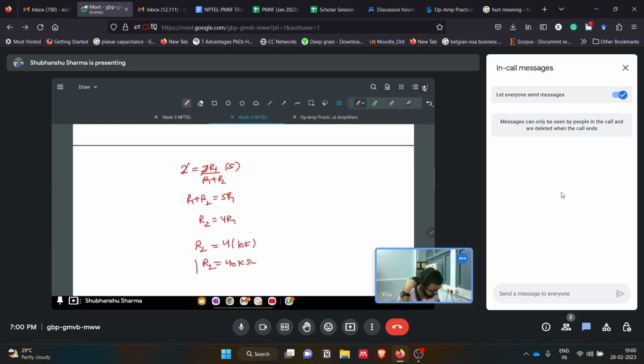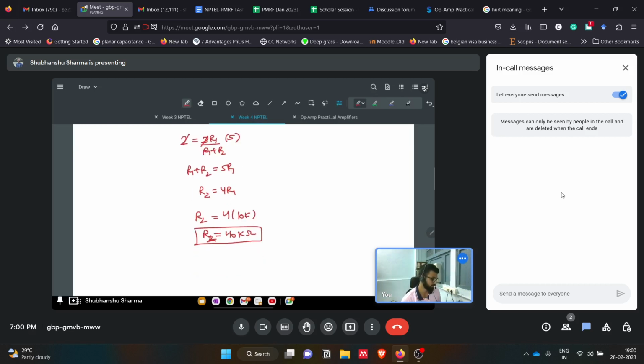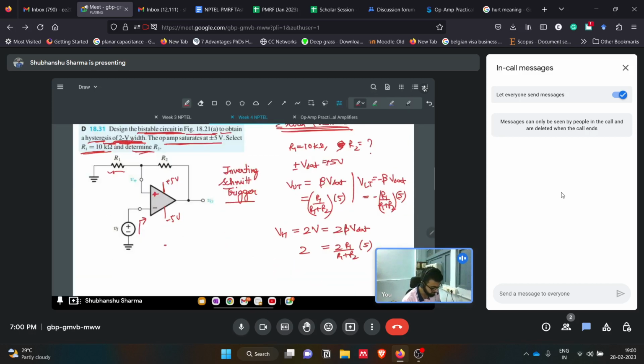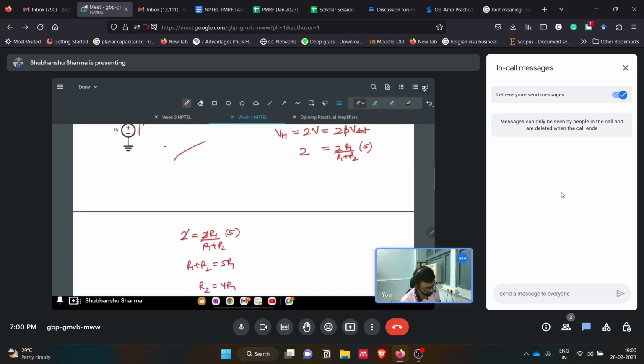R2 is 40 kilo. So that's what they asked for. We designed a circuit which has a 2 volt width of hysteresis, an op amp saturation voltage of plus minus 5 volts, and we were given R1 equals 10 kilo. This question was easy.